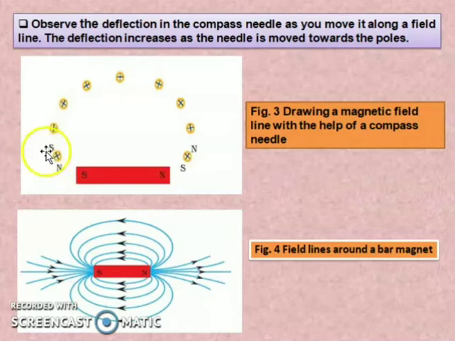Okay, you are moving the compass toward this one, so again you will see deflections. Like this you can move it around, so you'll get the magnetic field lines. If you do this as many times as possible, you'll get the field lines like this. So this is a drawing of magnetic field lines with the help of a compass needle, and the field lines around a magnet will look like this. Now you can see the direction.